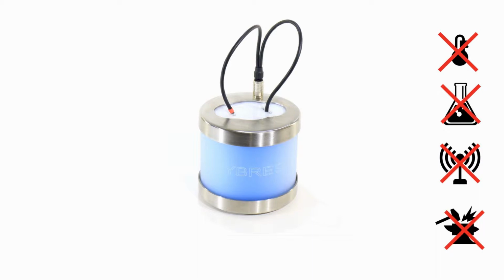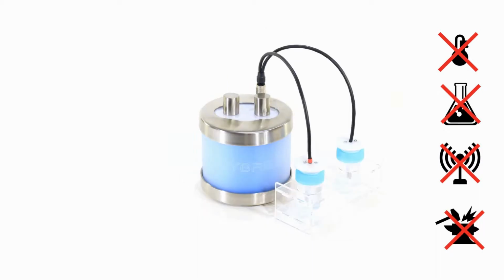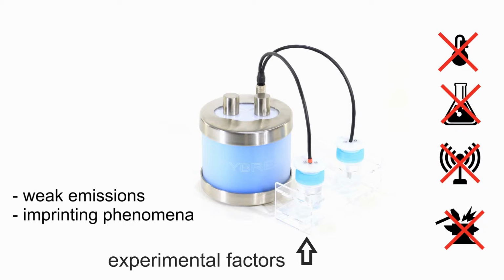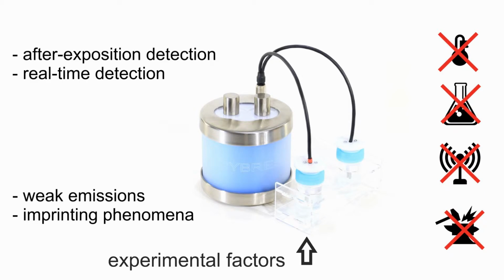This enables accurate differential measurements, where properties of two fluidic samples are compared with each other. The electrochemical difference between fluids can indicate some experimental factor impacting one of the water samples. Such experimental factors can be, for example, weak emissions or information imprinting phenomena. The differential spectrometer can reliably detect such factors after the exposition or even in real time during the measurements.